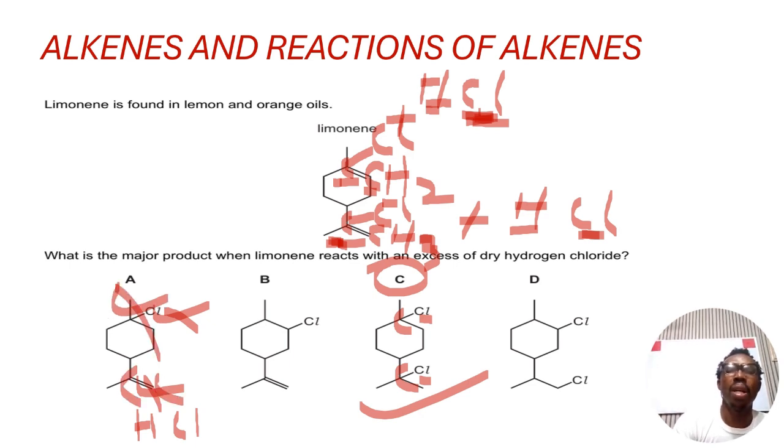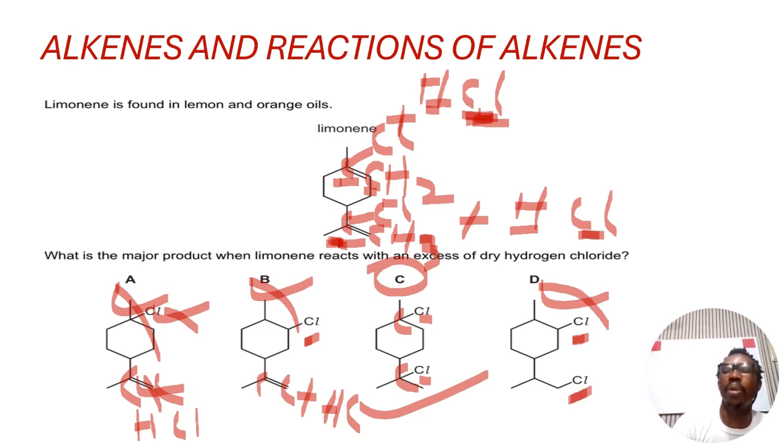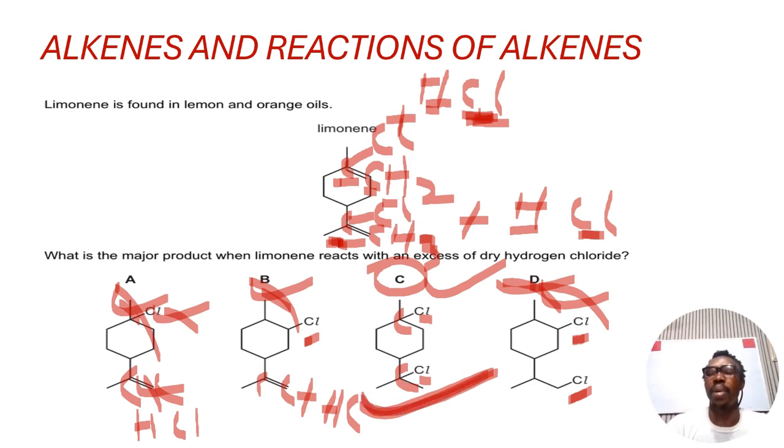Then if you look at B, there's no addition of the hydrogen halide to this carbon double bond carbon, and also the halogen is bonded to the carbon with the most hydrogen, which is wrong. Then if you look at D, the halogen chlorine is bonded to the carbon with the most hydrogen atom, which is wrong. And also the halogen is not bonded to the actual position, which is also wrong. So the correct answer to this question is C. A is wrong, B is wrong, and D is wrong. So the correct answer is C. So it's as simple as ABC.